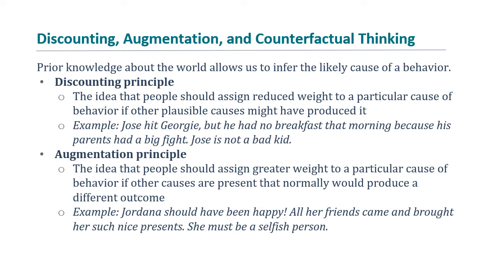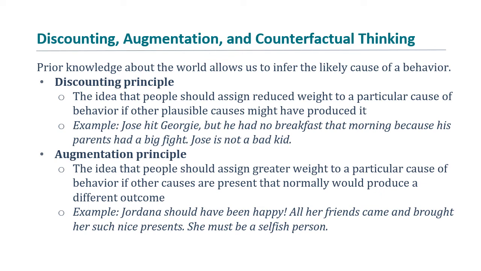So here in our discounting principle, we have an external attribution. Jose hit Georgie because of these external situations. He's not a bad kid. These external situations would have caused a lot of people maybe to behave badly. So there's some consensus there. These external situations weren't always present, so he's not consistently hitting Georgie. These causes also aren't always present. So this was kind of distinctive, so he's not a bad kid.